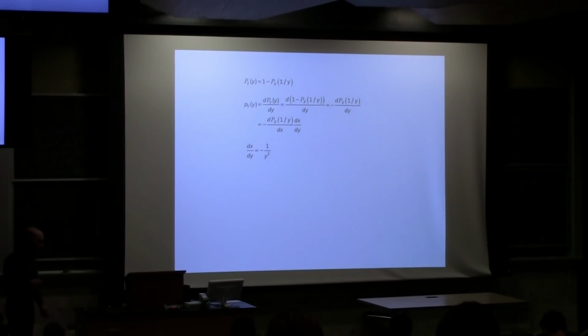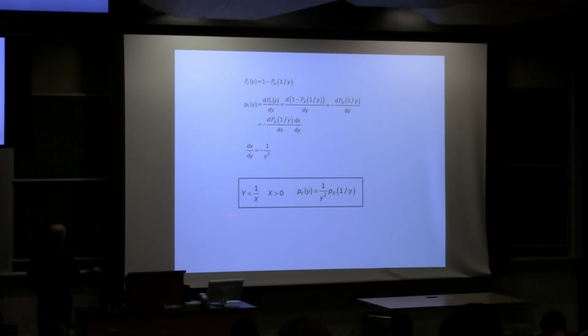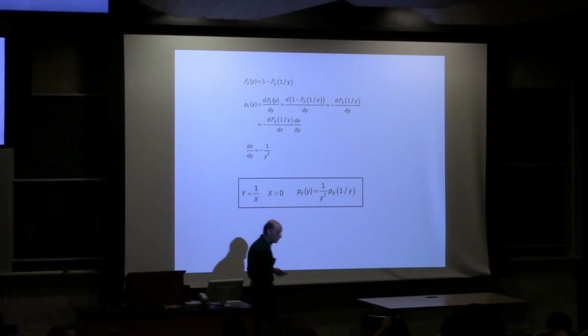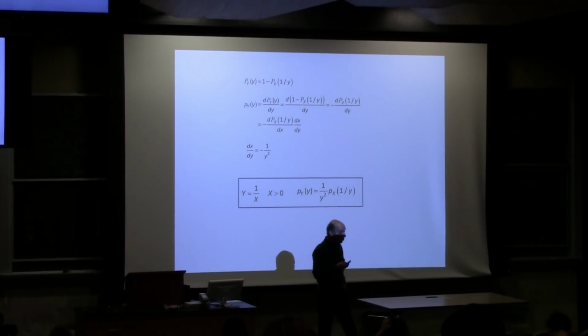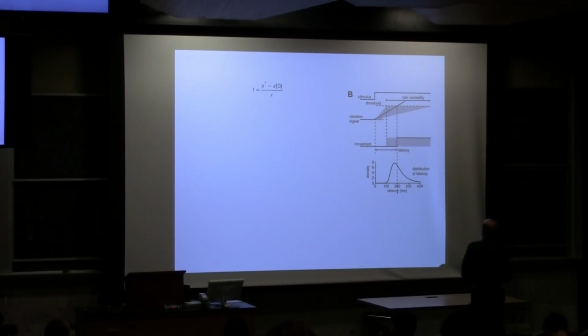Y squared. Very good. There it is. So that's our relationship. The probability density of y is 1 over y squared times the probability density of x, where x is now replaced with the variable 1 over y. So now we can write the probability distribution.